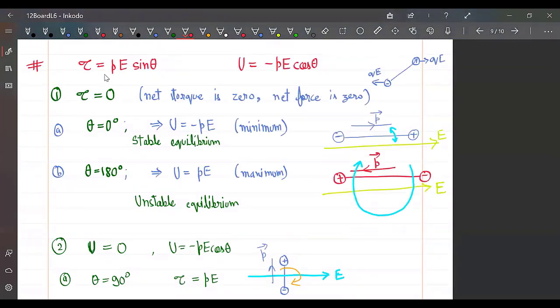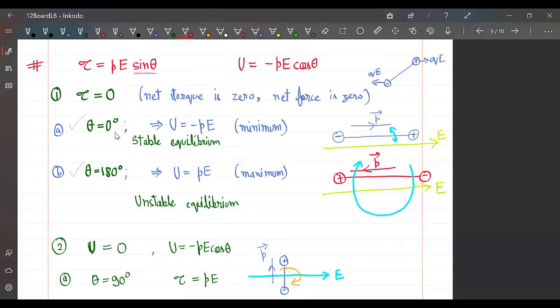Now, we have this torque as PE sin theta and potential energy is minus PE cos theta. And we are going to observe some cases. So the first case is when torque is 0, okay, net force is 0. We want net torque to be 0. So net torque is 0 when sin theta becomes 0. Sin theta becomes 0 at theta equal to 0 degrees and theta equal to 180 degrees.